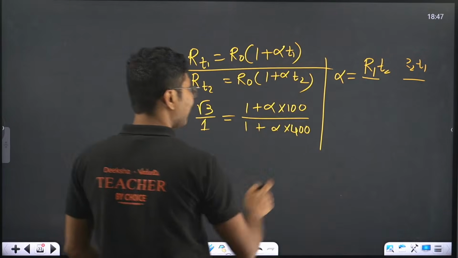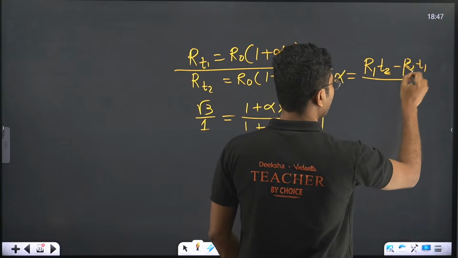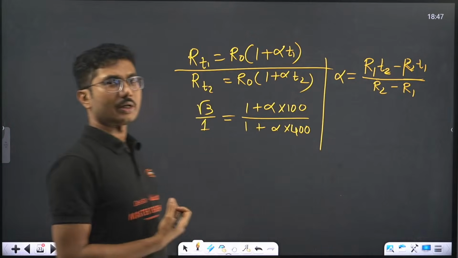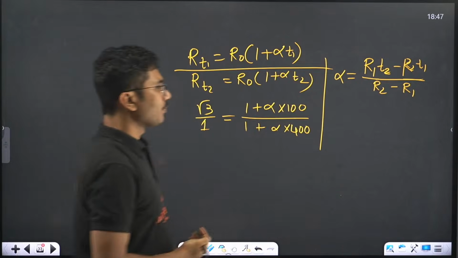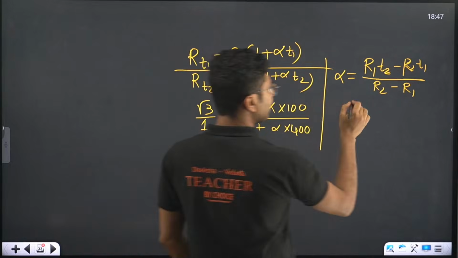There is a minus sign. R1 T2 minus R2 T1 divided by R2 minus R1. Okay, this is also another formula that you can use. And you will get the same value as 3. Okay, you can check this.